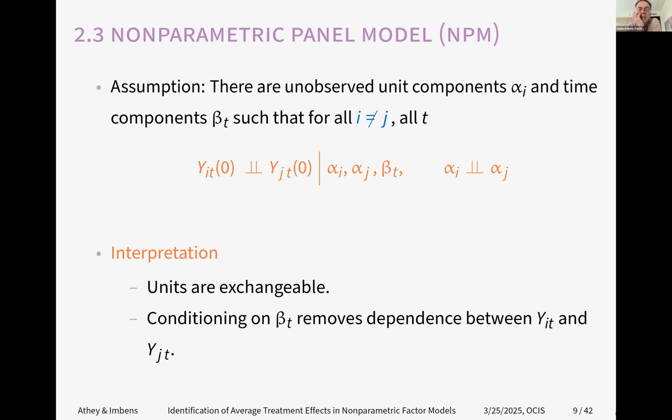And so, still sticking with this assumption, the key interpretation is that we think of these units at some level as exchangeable, so that we can compare different units, and conditioning on the betas removes this dependence between the units, but we're going to allow for fairly flexible dependence structures over time.